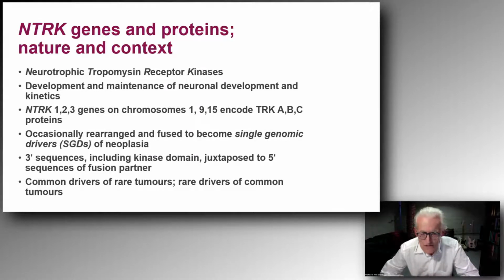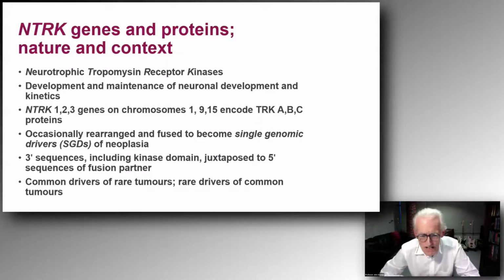The problem from our point of view tonight is that very occasionally these will rearrange themselves and become fused with a new partner to become single genomic drivers, SGDs, of neoplasia, and they share that capability with lots of other genes like EGFR, ALK, ROS1, so on and so forth, many of which, of course, we test for in our non-small cell lung cancers. And what happens when these NTRK genes move is that the 3' end becomes fused with the 5' end of their partner, which switches them on.